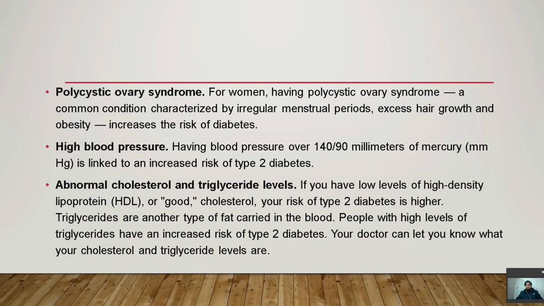If you have a low level of high density lipoproteins or good cholesterol, your risk of type 2 diabetes is higher. Triglycerides are another type of fat carried in the blood. People with high levels of triglycerides have an increased risk of type 2 diabetes. Your doctor can let you know what your cholesterol and triglyceride levels are.